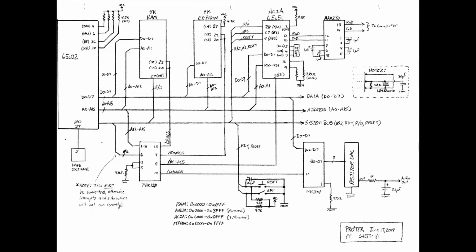Here's the schematic. On the left-hand side you can see the 65C02, and going over to the right is the 8K RAM, the 8K EEPROM, the 65C51 ACIA, and the MAX232 chip. Down toward the bottom is the 74HC138 decoder IC, the reset and ready switches, and the 74LS374 octal latch along with the resistor DAC and the audio output filter.